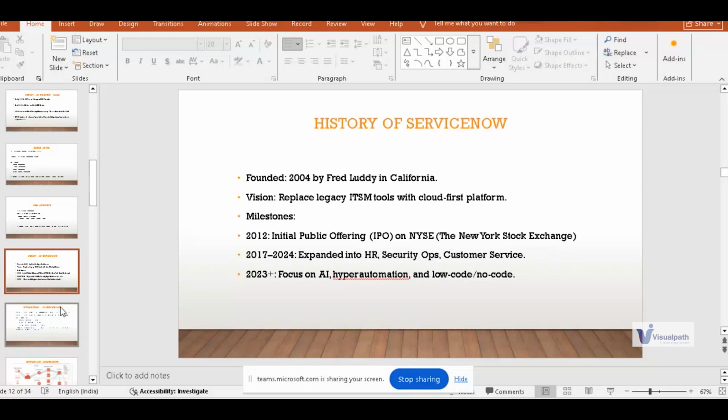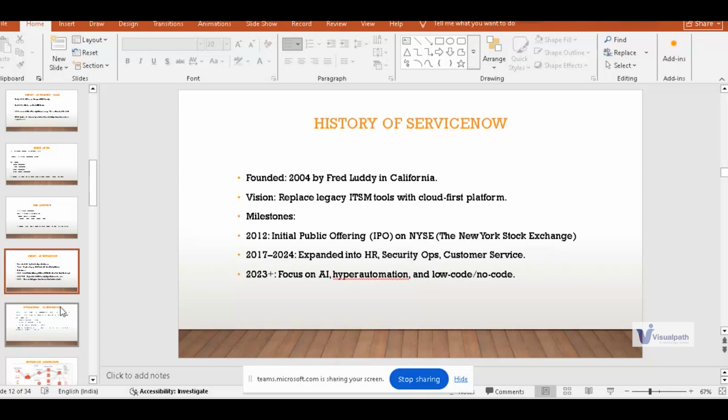So the next is, in 2012, ServiceNow made its initial public offering on the New York Stock Exchange. These are the milestones. And in 2024, it expanded into security, HR, security ops, and customer service, CSM. So in 2023 plus, they are focusing on AI.